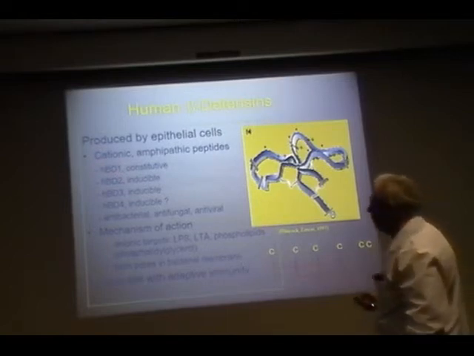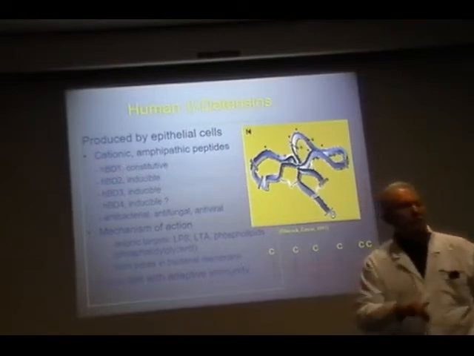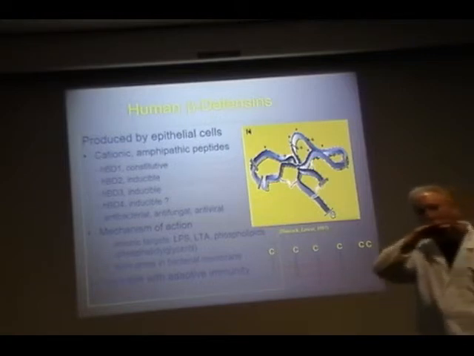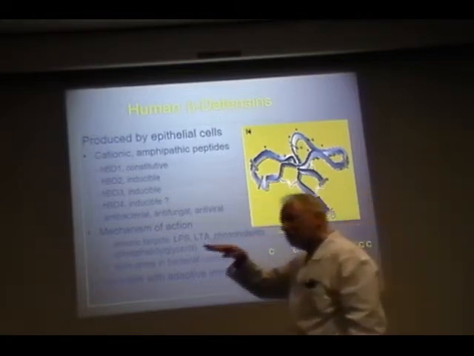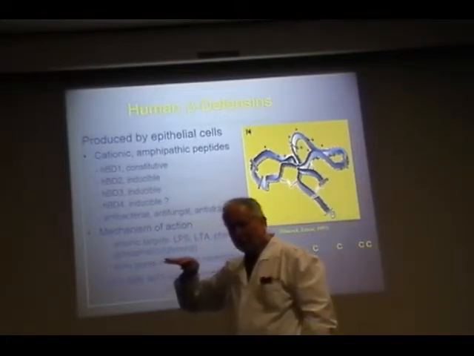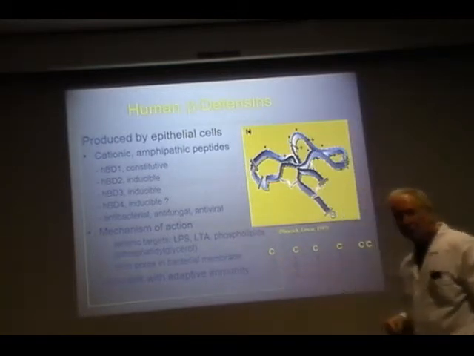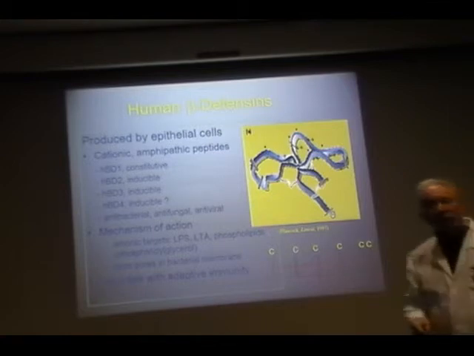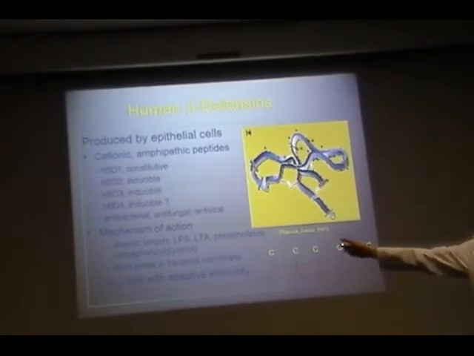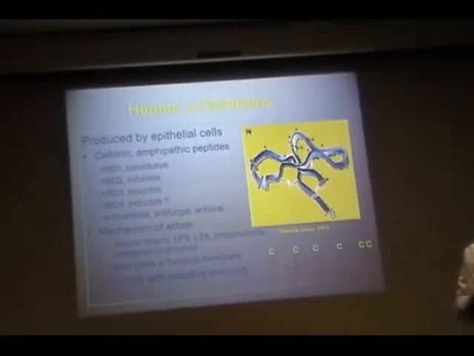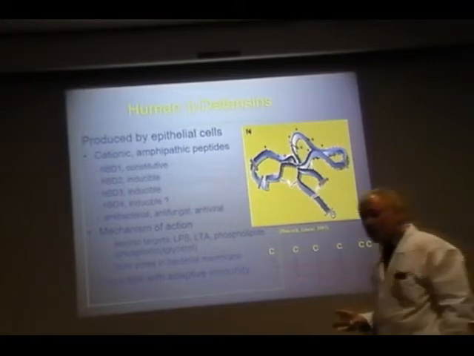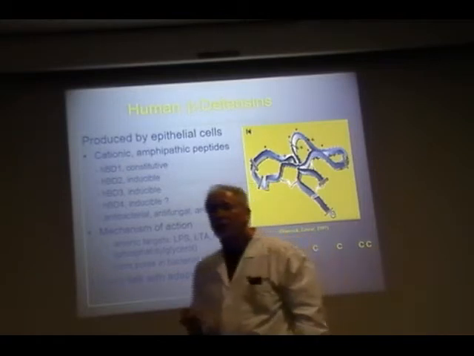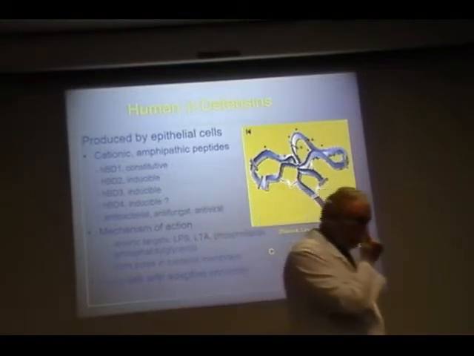HBD1, or human beta defensin 1, is constitutively expressed. It's in the mucosa, the oral mucosa, but it doesn't seem to go up or down a lot in response to challenges. HBD2, human beta defensin 2, is inducible, but it's inducible through NF-kappa B. Now what does that tell you if it's inducible through NF-kappa B? Inflammation.